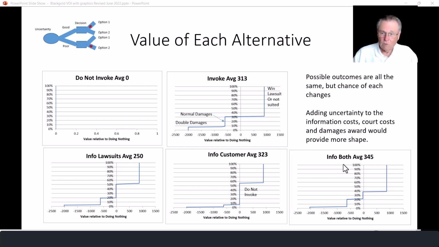But we could add uncertainty to the information costs or the court costs, and we could add uncertainty to the damages award. So it's $1.4 million, with a plus and minus around certain values, and it's $2.8 million with a plus and minus around that. So that could add to it and make it much more smooth.